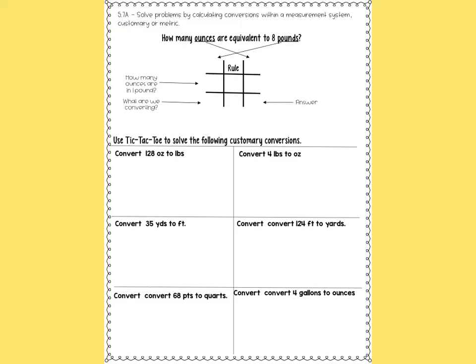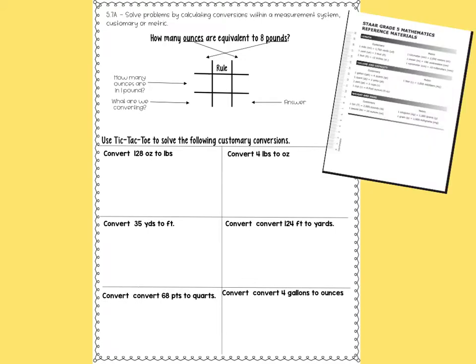Alright friends, today we're going to be working on 5.7a. We will be solving problems by calculating conversions within a measurement system. That's going to be customary or metric systems. And when we do this, guys, we are going to be using our star chart a lot. So I'm going to have mine here for the video, but you will need yours on your desk, easy to access at all times because you will be using it a lot during this unit.